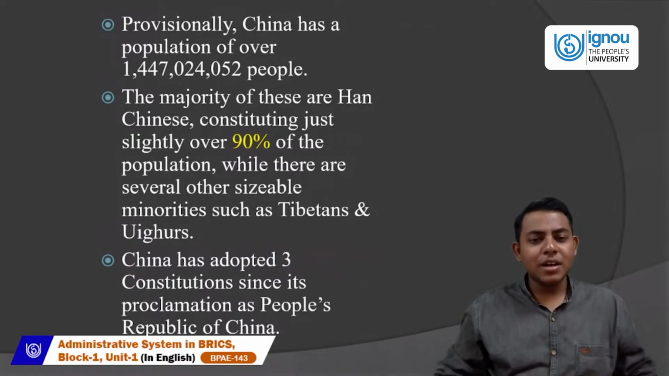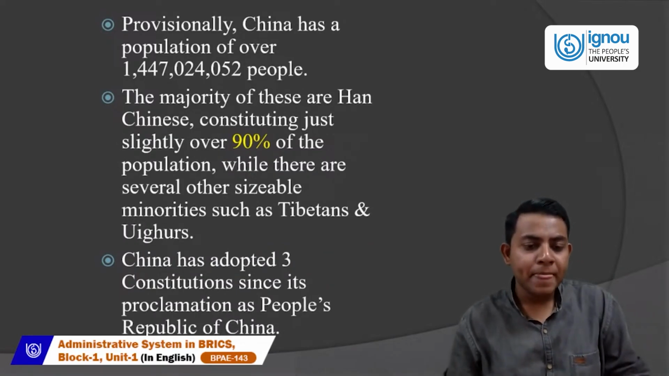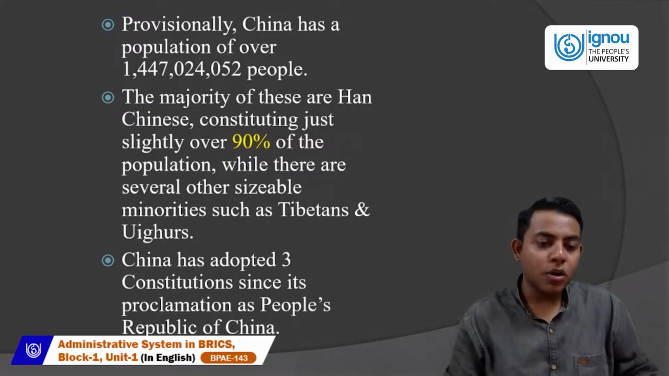and the majority of these are Han Chinese, who constitute slightly over 90% of the population, while there are several other sizable minorities also, such as the Tibetans, the Uyghurs, the Manchus, the Manchurians, and there are Mongols as well in Inner Mongolia.